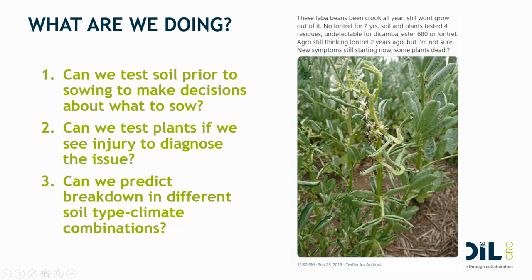And you can see an example of a plant back issue here. We suspect clopyralid is causing damage to these faba beans, but the diagnosis is not 100% clear. So we're trying to improve on that, and we're asking, can we test soil prior to sowing to make decisions about what to sow? Can we test plants if we do see injuries to diagnose what the issues are? And can we better predict herbicide breakdown in different soil type climate combinations?